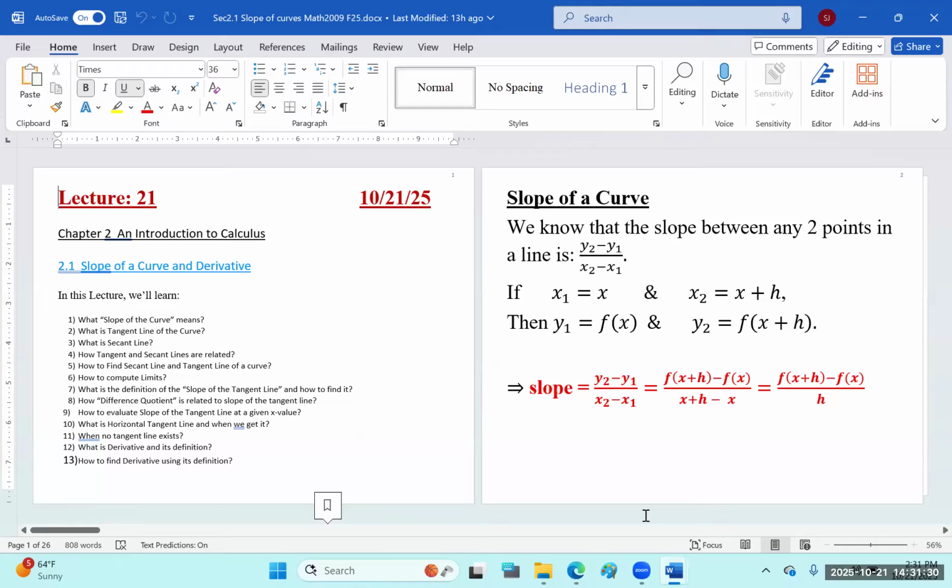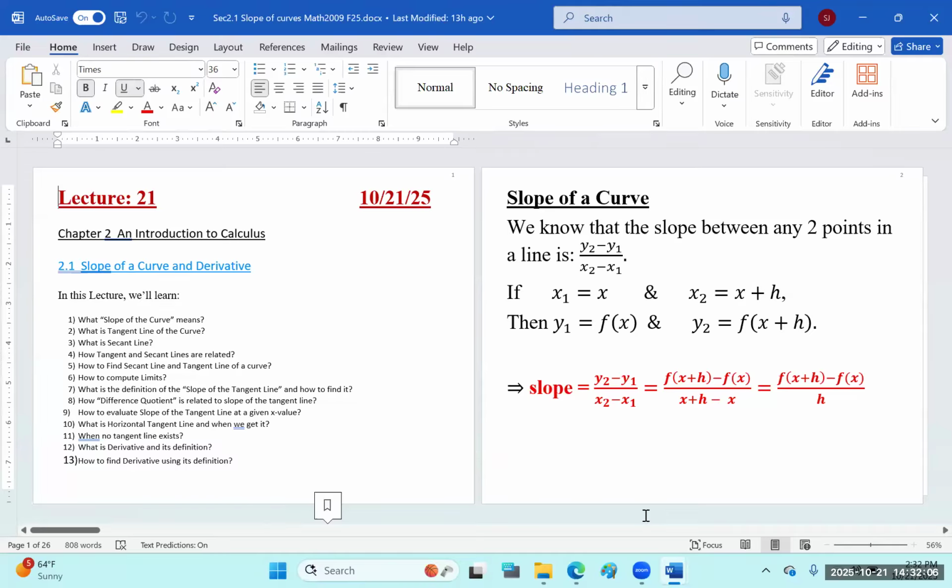So we are starting derivative. Calculus, even though it's a pre-calculus class, we are going to do a little calculus the rest of the semester. We start with the slope of the curve, or slope of any curve. From chapter 1, we know that the slope of a line that goes through 2 points is y2 minus y1 over x2 minus x1. That's the slope of any line that goes through 2 points.